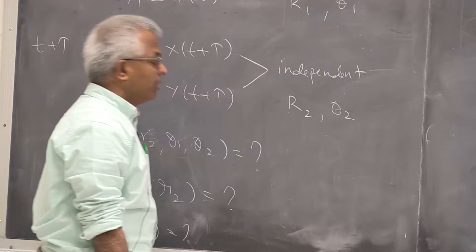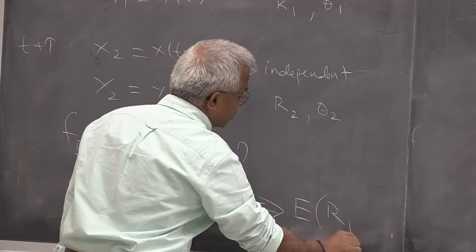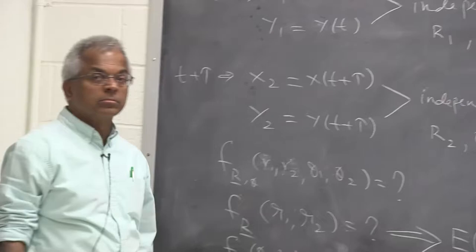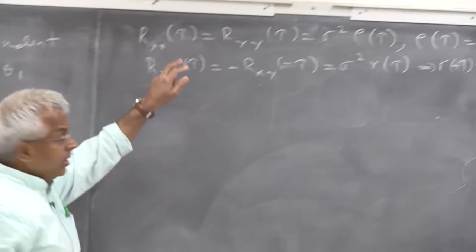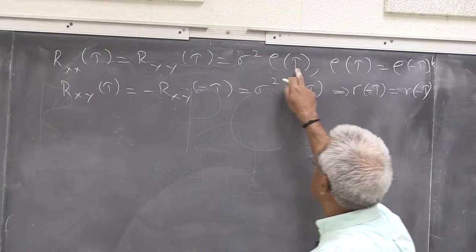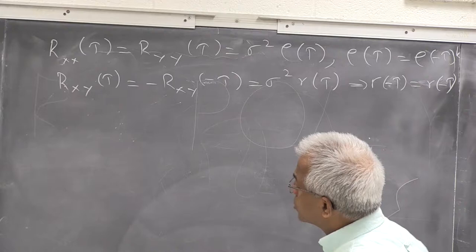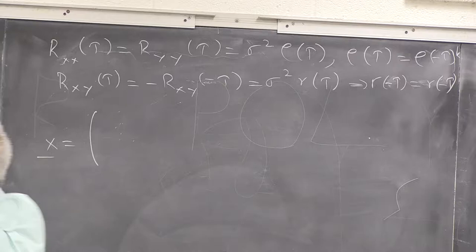And more interestingly, from here, we want to look at the correlation between R1 and R2. This is a classic result, and this is what I'm going to derive. To find this joint density function, if you look at the autocorrelation functions rxx and ryy, that's sigma squared rho tau, and rxy, the cross-correlation function, is in terms of gamma tau. I'm going to quickly sketch the results. I start with this vector of four random variables, x1, y1, x2, y2.